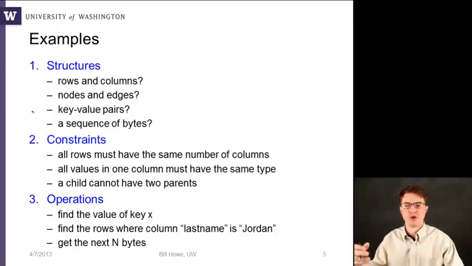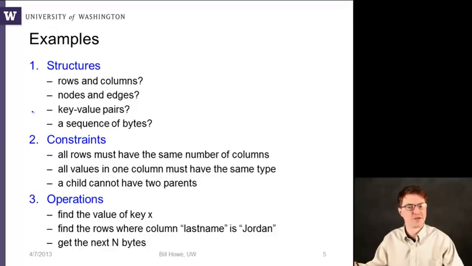Well, maybe you can look up the value given a key X. In these key value pair data models, that's one of the primary operations: if I give you the key, you give me back the value. For a tabular data model, you might say, find me all the rows where a particular column has a particular value. In this case, the column last name is equal to the value Jordan.